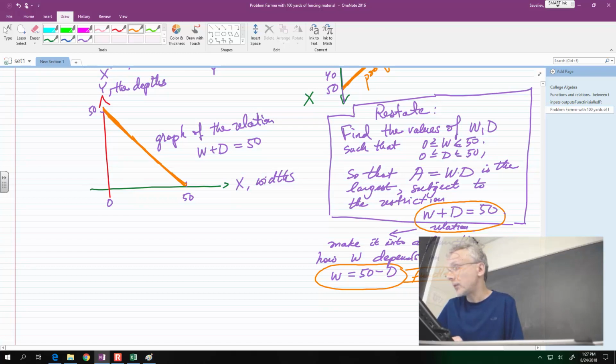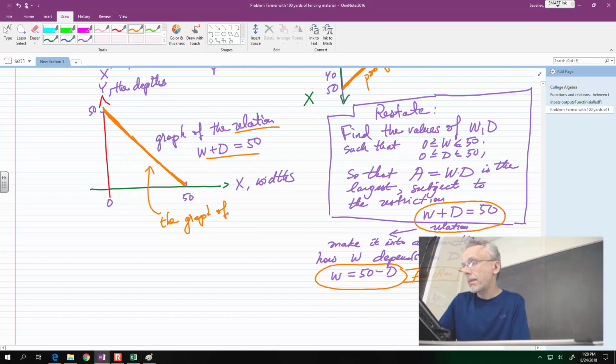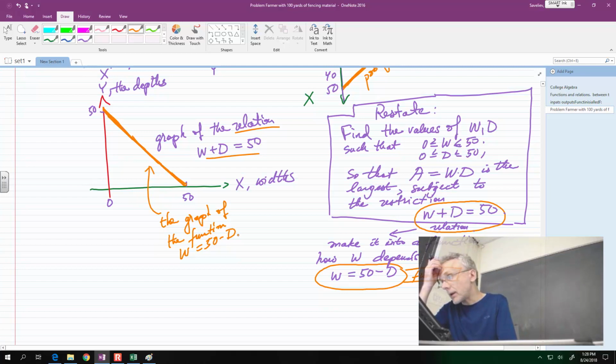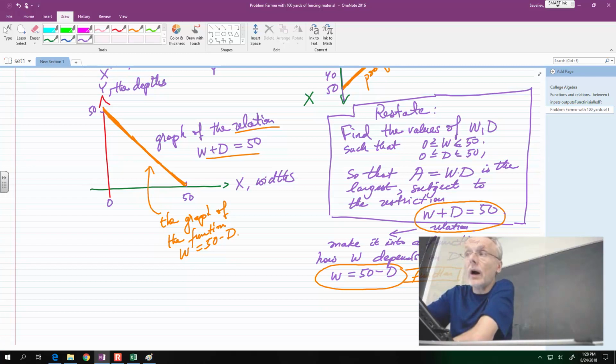It's not always possible, by the way, but in this particular case, we're lucky, and we can just express one in terms of the other. Then this is not only the graph of the relation, but also the graph of the function. W is equal to 50 minus D. So why do we want it? The idea is to get rid of W. Since W depends on D, we don't need both of them. If we have D, we have W too. So let's just take it out of consideration.